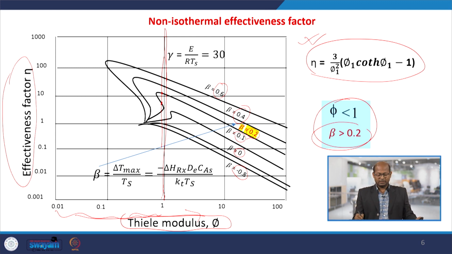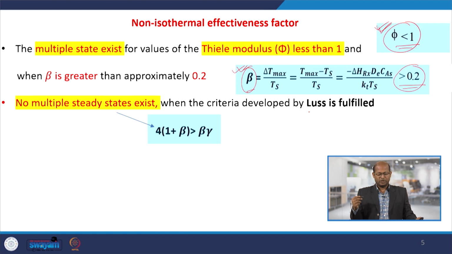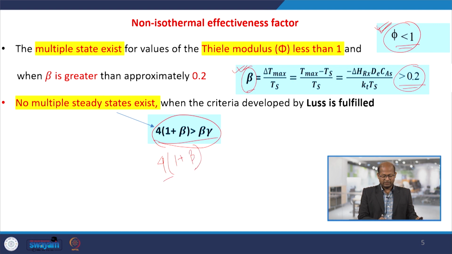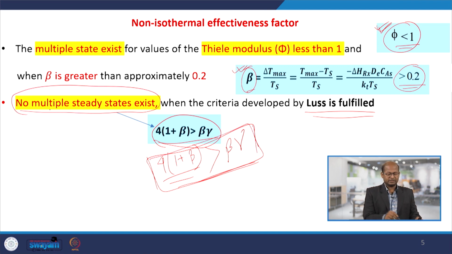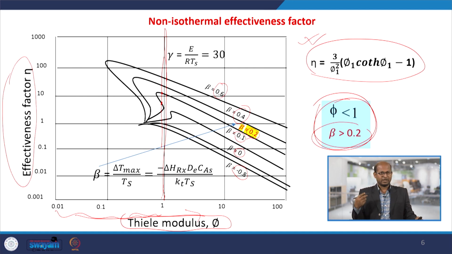So, if we are able to measure phi and gamma values, then the multiplication of phi and gamma, meaning 4 into 1 plus beta, this value should be greater than beta into gamma. This criterion has been developed by Weisz, and if it is fulfilled, then no multiple steady states exist, meaning whenever we design the system or catalyst, multiple steady states should not be present. One steady state should be there.